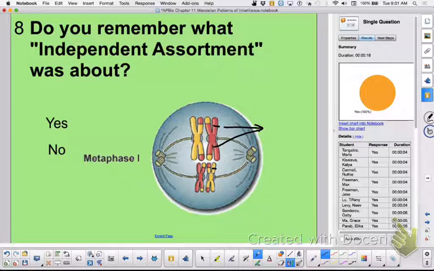When's crossing over going to occur? If they are not linked and they're on two different chromosomes, these two right here may travel together. But if this chromosome pair lines up flipped, they may not travel together. So let's take a look at that.